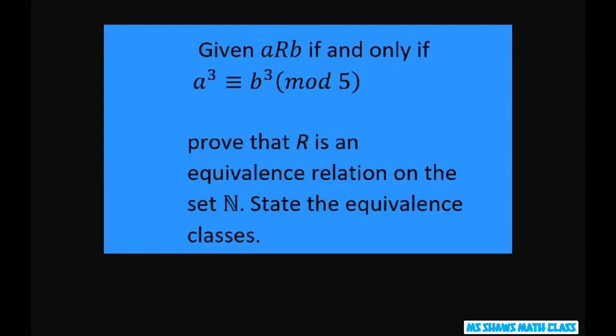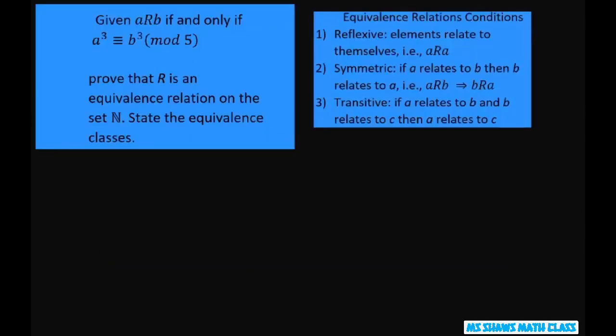One, given that A is related to B if and only if A cubed is equivalent to B cubed mod 5, we're going to prove in this video that R is an equivalence relation on the set of natural numbers. The second part we're going to do in a separate video right after this one. All right, so for this one, let's talk about what this means.